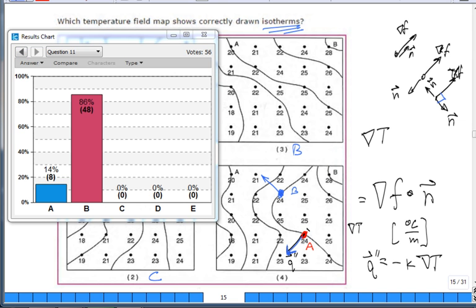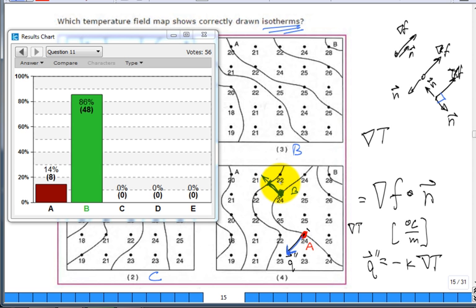So which one is correct? B is correct. Why is B correct? Because it's not going to have to travel as far before it hits the next isotherm. This one is going to take a while before you get to the next isotherm from 24 to 22. That's going down the temperature. That's the direction of the heat flux. But this one's going to hit it pretty rapidly. So you know that the rate of change is more dramatic there. The isotherms are tighter together up at B.